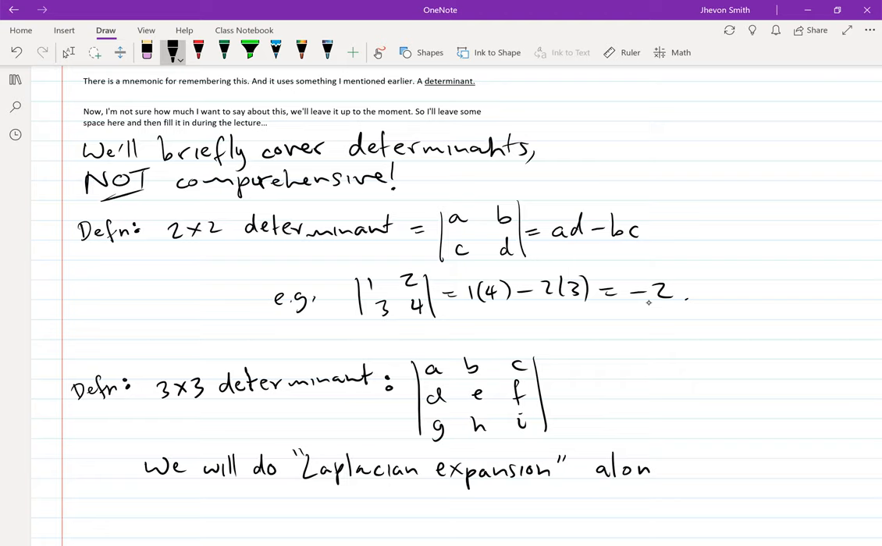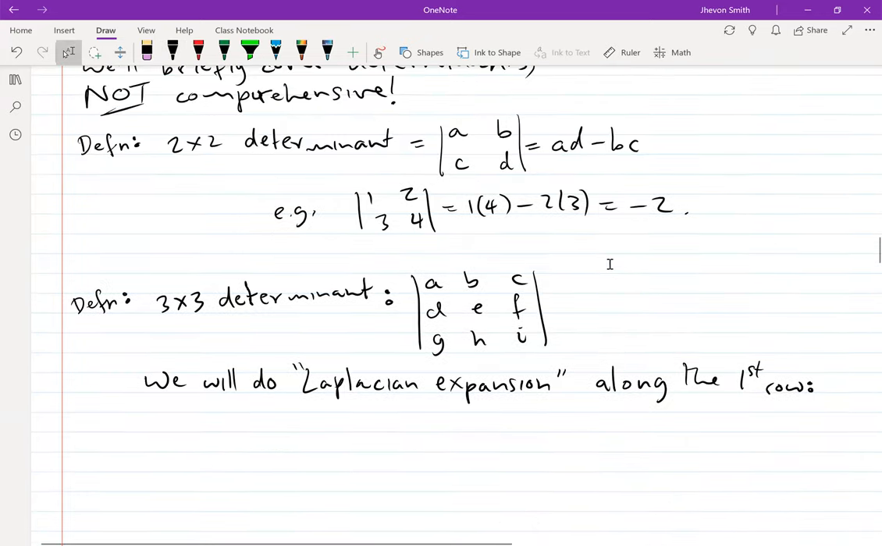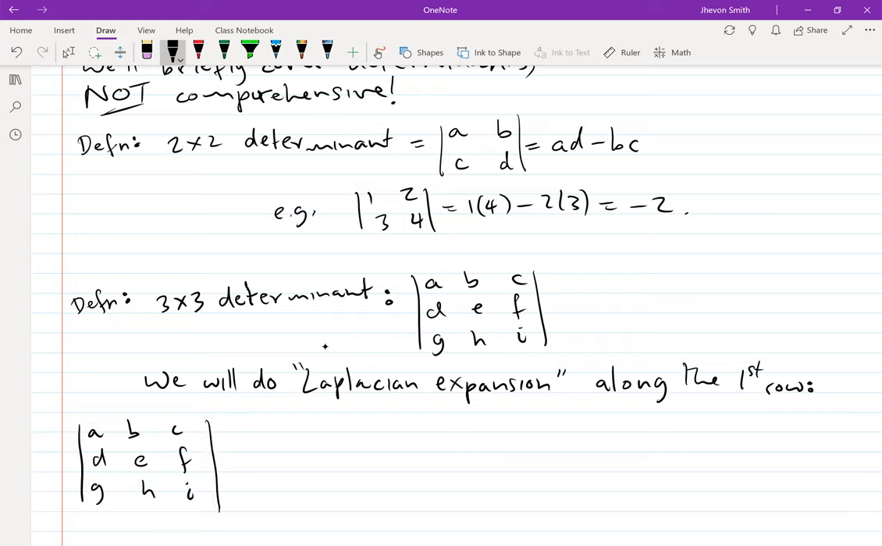Along the first row. Again, technically you can do a Laplacian expansion along any row or column of this thing, but we're going to do it along the first row. So this means if I have A, B, C, D, E, F, G, H, I, I want to expand along the first row.